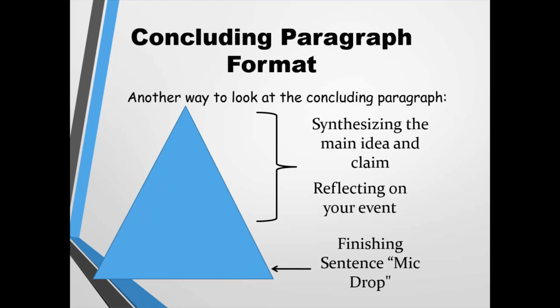Going back to that triangle, we now have a right side up triangle with the point at the top and the broader base at the bottom. So you want to think about the conclusion similarly. You want to start the conclusion by synthesizing the main idea and claim in your paper. It's very specific. Then reflect on your event. And as you finish off, you want to become more broad so that your reader can relate to this narrative. I like to say it's best to finish with a mic drop sentence, something that leaves people thinking.